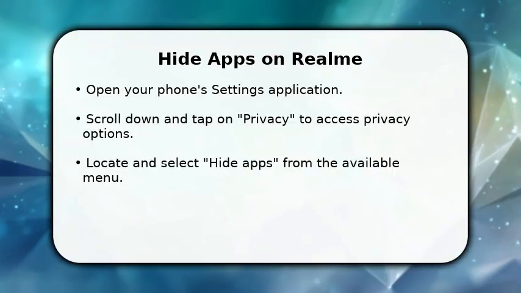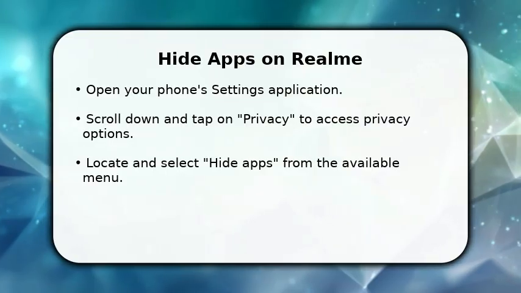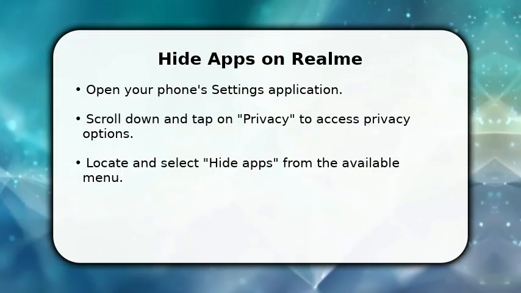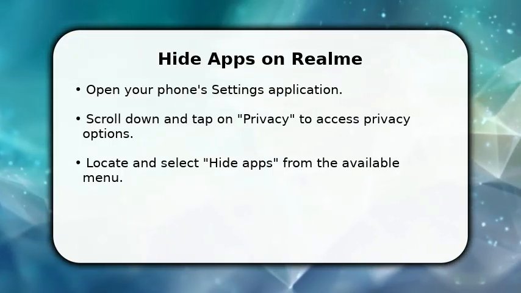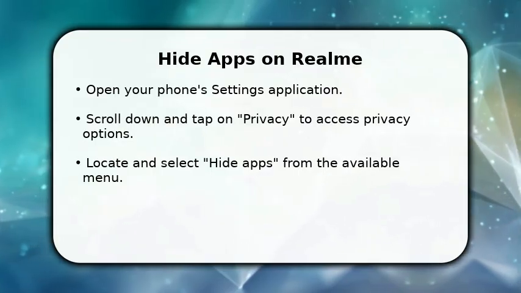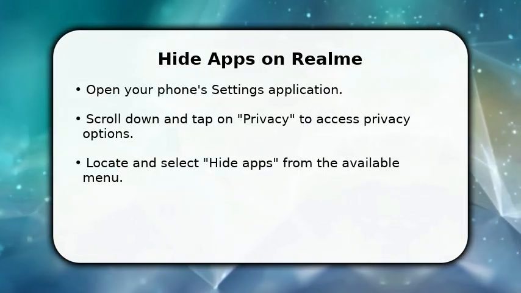In this video, I will show you how to hide apps on Realme phones. First, open your phone's settings application. Next, scroll down the menu until you find and tap on the privacy option. Within the privacy settings, you will see several choices. Please select Hide Apps to begin the process.